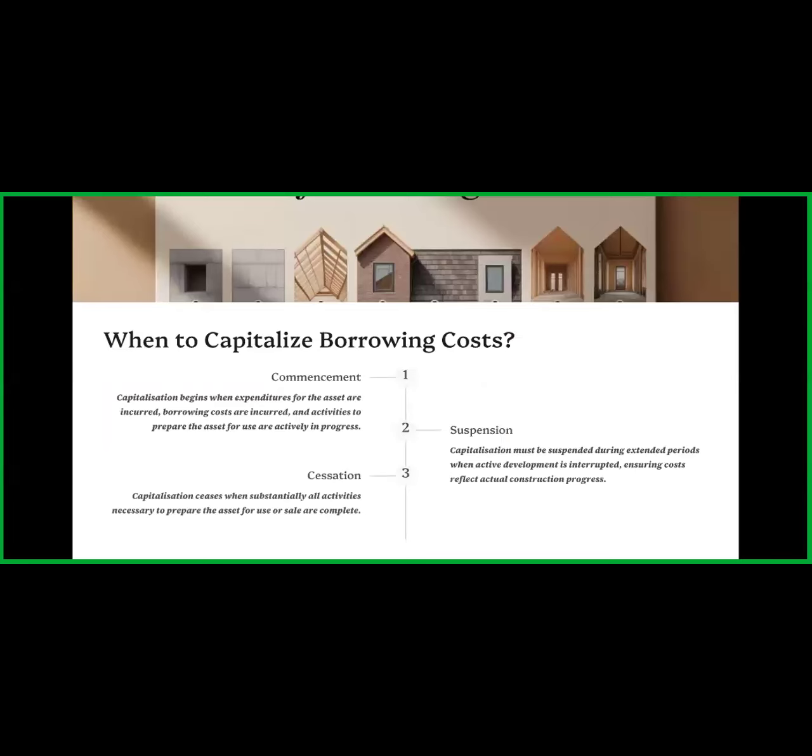Okay, when to capitalize the borrowing cost? When we consider that cost as the borrowing cost, when does the capitalization begin? That means when we raise the fund, we start to build a manufacturing plant. So from that day one, we start calculating the borrowing cost on that loan. The capitalization begins when expenditures for the assets are incurred and borrowing costs are incurred. So whenever we raise a loan and use that loan for manufacturing a plant, from that day we start calculating the borrowing cost.